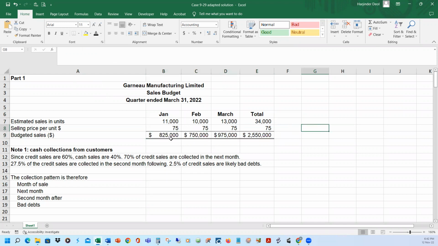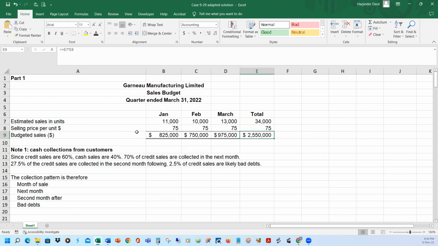And then go ahead and multiply the number of units with the selling price per unit, and we get our sales budget. The sales for the month of January are estimated to be $825,000. For February, $750,000, and for March, $975,000. For the entire quarter, sales are budgeted to be $2,550,000.